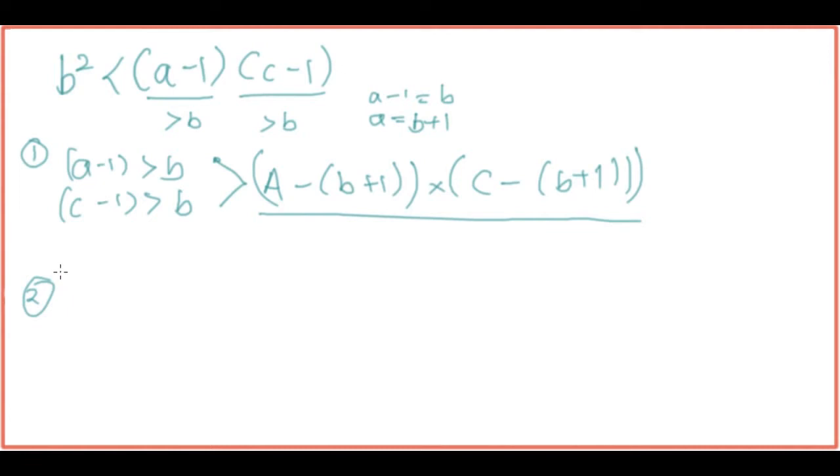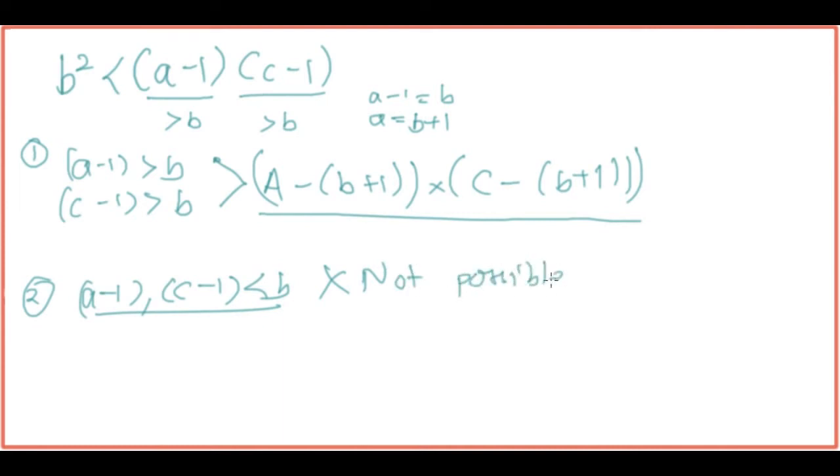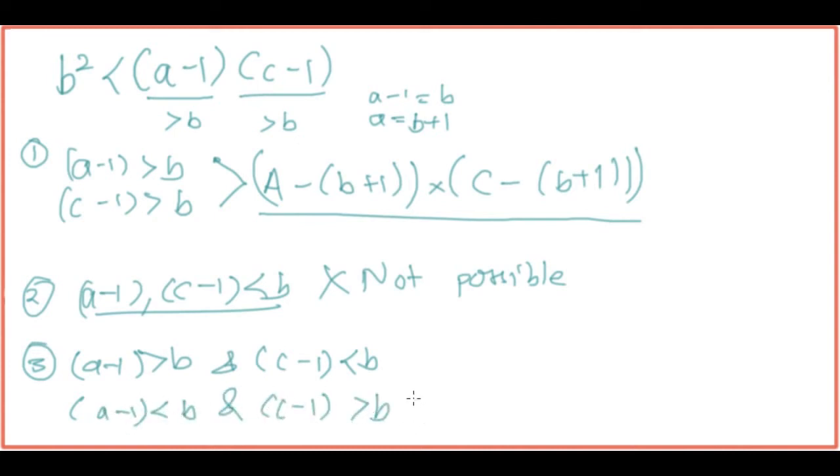And the second part is when any of them is less than b, right? If both of them are less than b, then obviously this case is not possible, right? A minus 1 is less than b and c minus 1 is less than b, then this case is not possible, right? Then this cannot be greater than b square, right? Then we move on to the third case, like either a minus 1 is greater than b and c minus 1 is less than b, or a minus 1 is less than b and c minus 1 is greater than b, right? These two cases we need to solve, right?